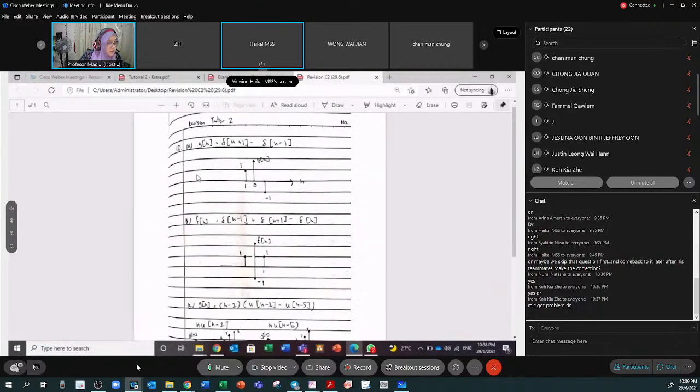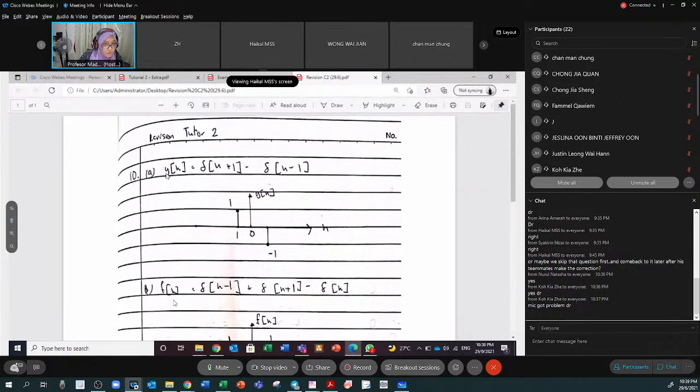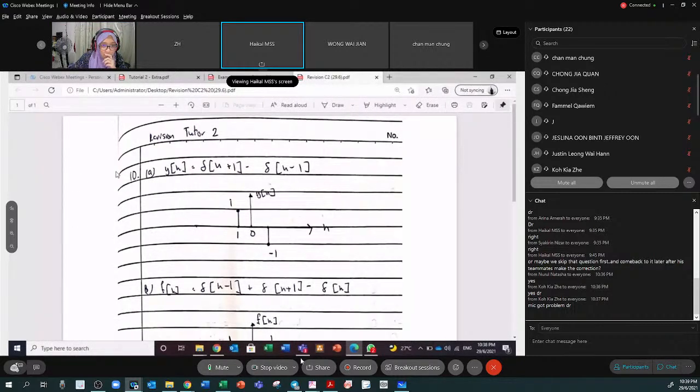Okay, so jom kita tengok jawapan. Question 10A, this is impulse function. So u plus 1, which is 1 here, and minus, which is the inverse of n minus 1. This is this. Okay, correct. Next, B.